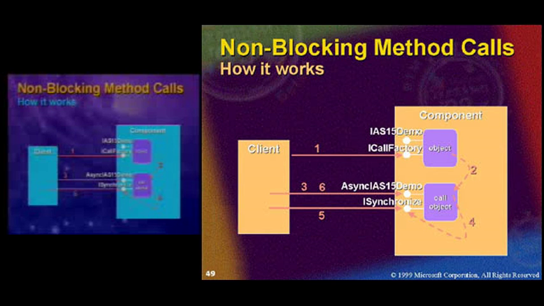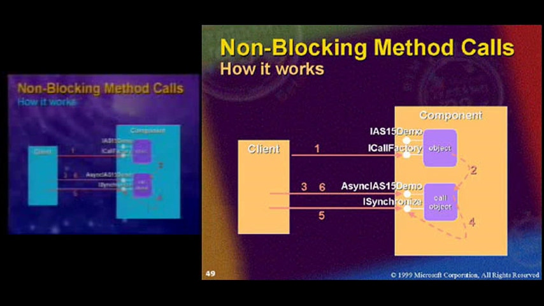If the client has elected to wait for results, it can wait on this iSynchronize interface on the call object for the signal event that the work of the method is done. And then it can call the finish method to get its out parameters back. So this is slightly more complicated than the synchronous calling case where you just call a method and you're done with it.